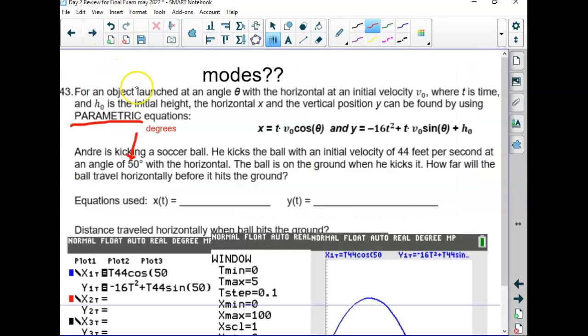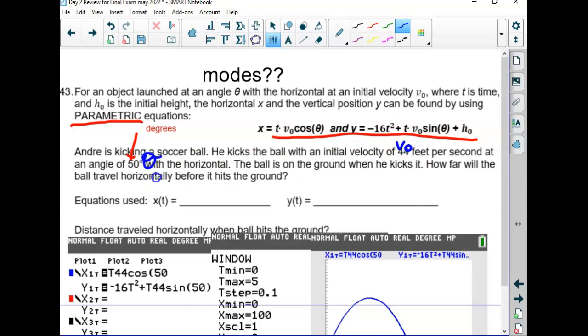All right, last question is a parametrics question. It looks just like this. The equations you need are in the question. Do you see what I'm saying, guys? It's not on the reference sheet. Andre's kicking a soccer ball. He kicks the ball with initial velocity, this is v sub 0, of 44 feet per second at an angle of 50 degrees with the ground.